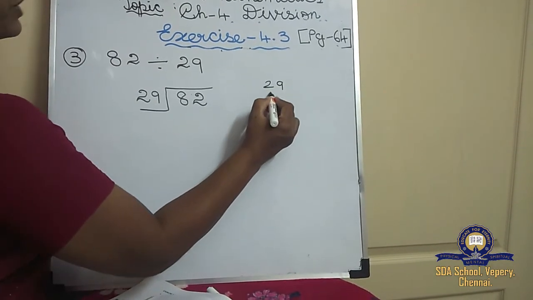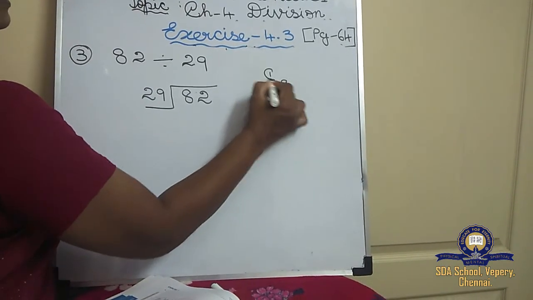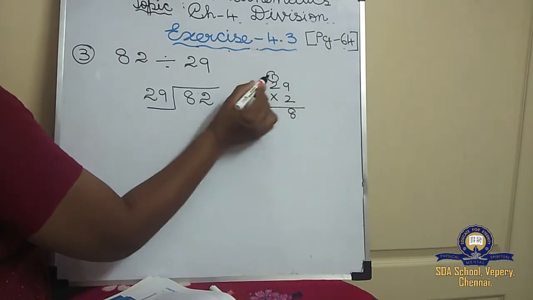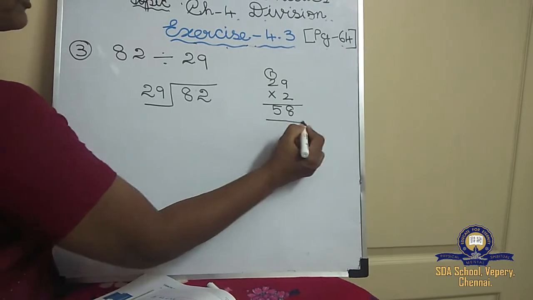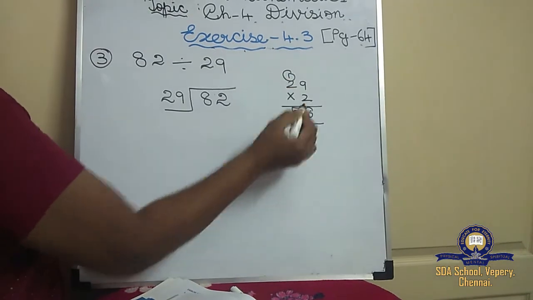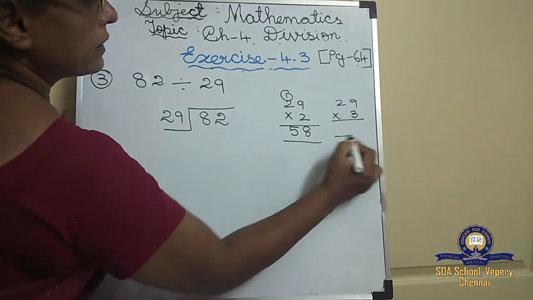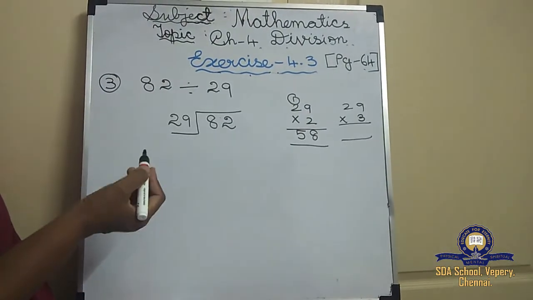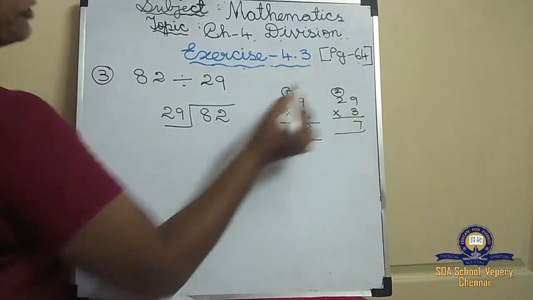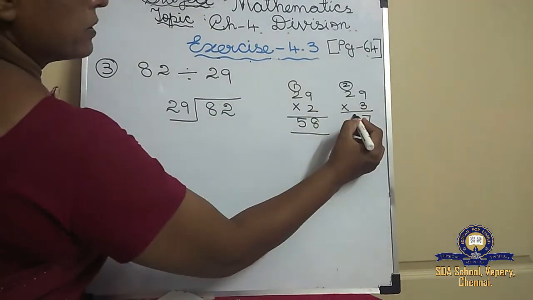So from the two table you can write, 29 twos are how much? 2 nines are 18. 2 twos are 4, 4 plus 1, 5. See, you should always not forget to add this number. Sometimes you are not adding, so it becomes wrong. Okay. Next, 29 threes are 3 nines, how much, children? 3 nines are 27. 3 twos are 6. 6 plus 2? 8.